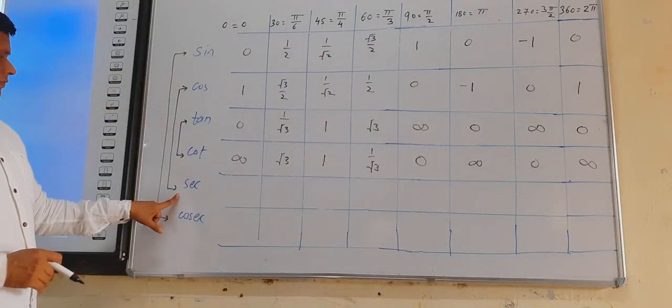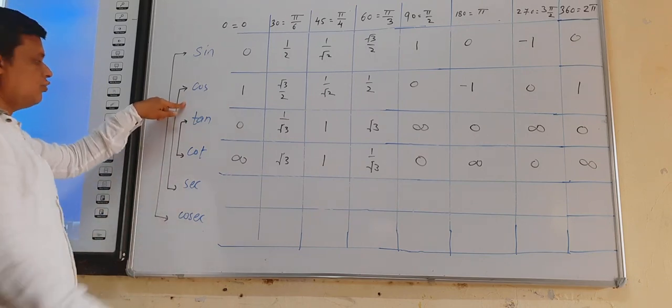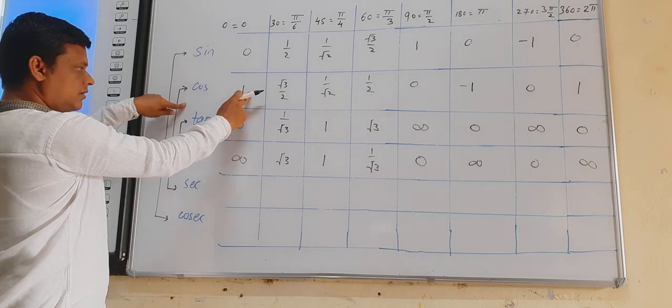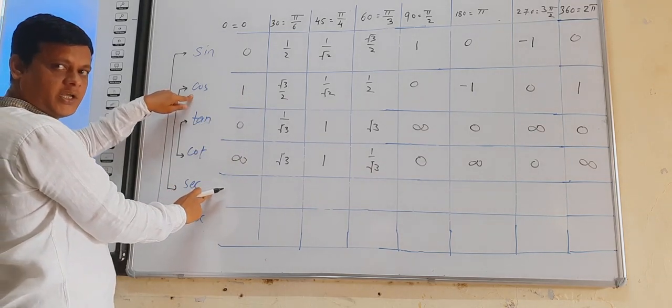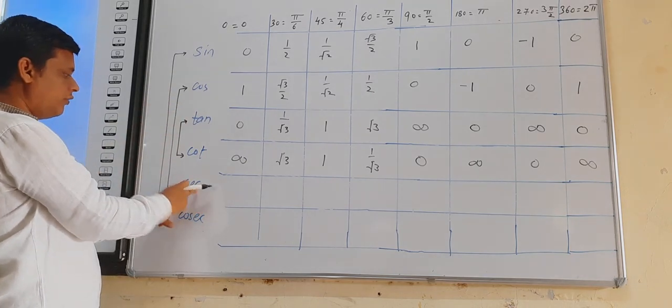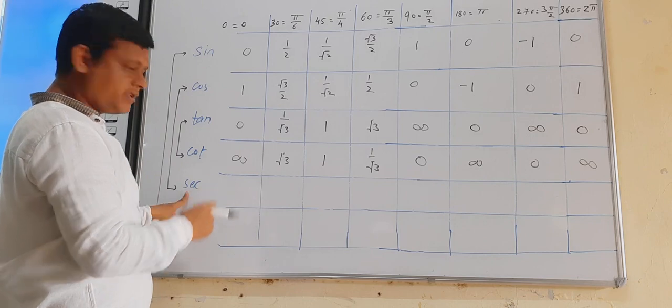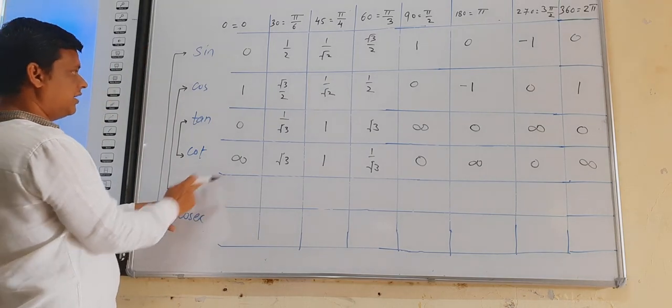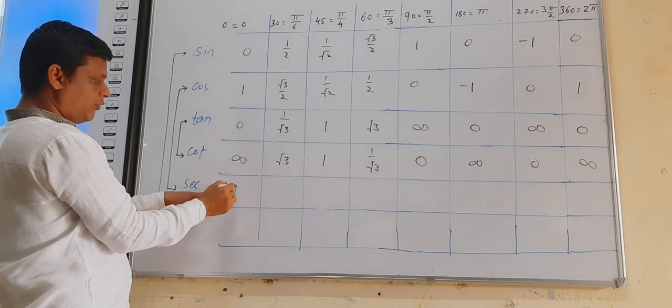Now see the pair of sec. Sec pairs with cos. So we have to write a reciprocal of this, because sec theta equals 1 upon cos theta, or cos theta equals 1 upon sec theta, or we also write sec theta into cos theta equals 1. In the previous part we discussed that. So we write a reciprocal of this. So the reciprocal of 1 is 1, 1 upon 1 is 1.